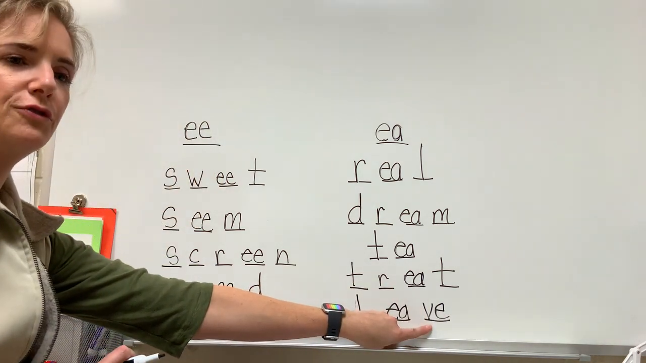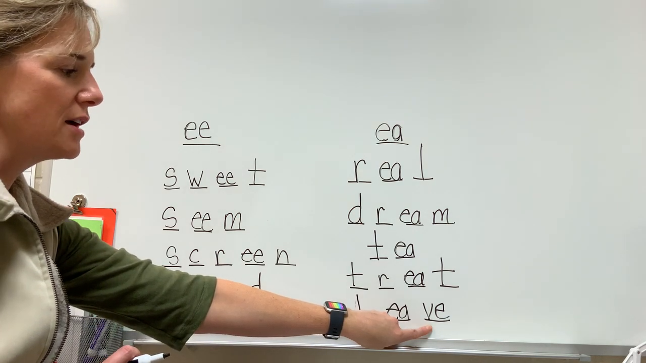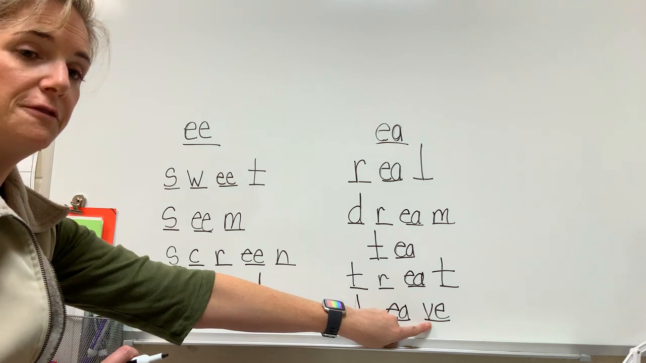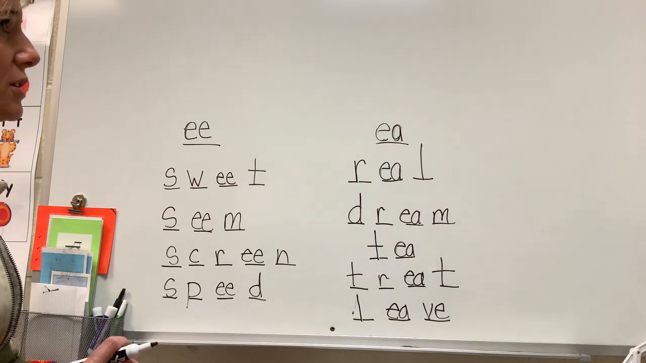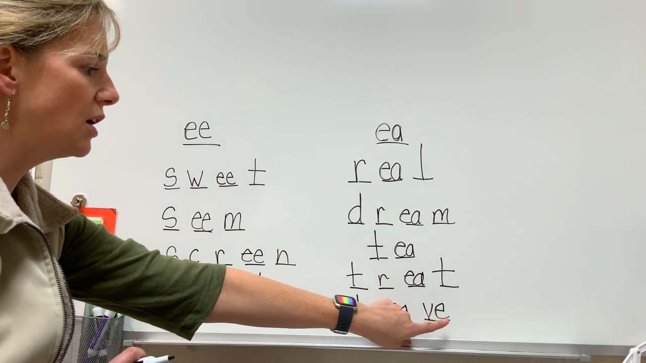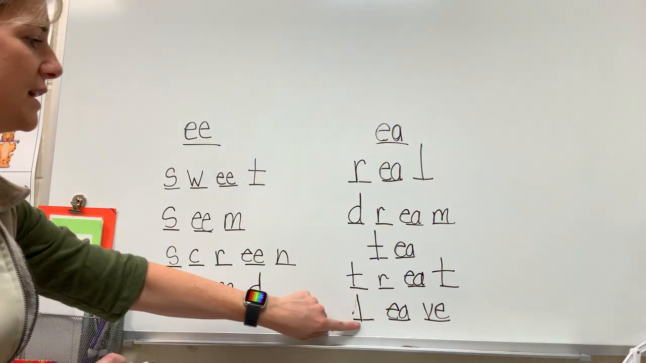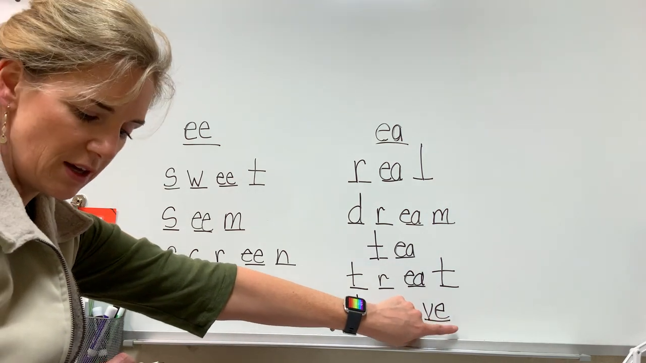ends with the V sound. Third graders, in our language, any word that ends with a V is always followed by an E. There is no word in the English language that ends with a V by itself. V always has an E at the end. What word, everyone? Yes, leave. Spell leave. L-E-A-V-E.